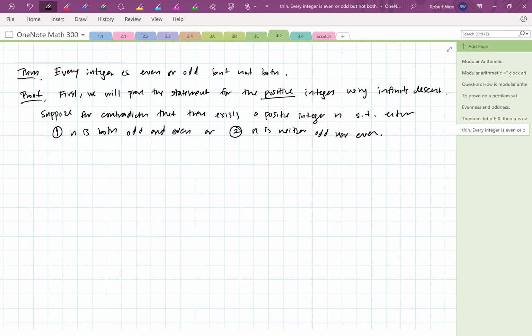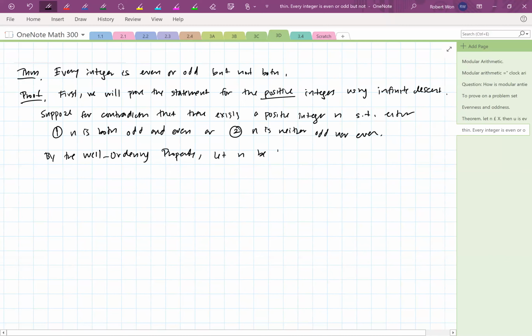Well, if I look at the whole set of these, that's a set of positive integers, so it will have a least element. By the well-ordering property of the positive integers, let n be the smallest such positive integer. If an integer exists like this, there's going to be a smallest one. Now of course there are two cases.